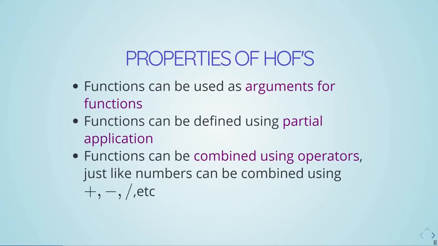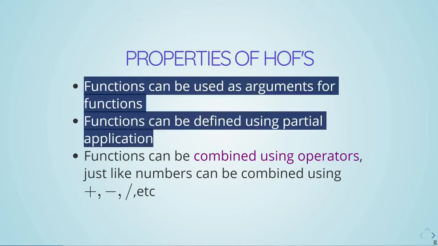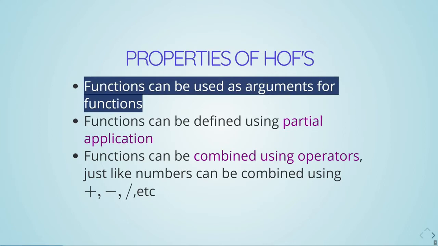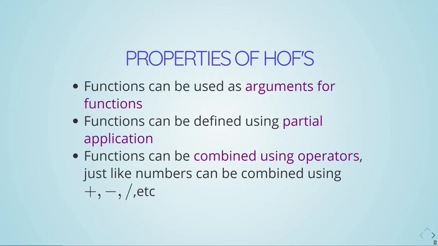One thing is that functions can be used as arguments for other functions. And functions can be defined using partial application. Both of these first two properties basically allow you to create higher order functions. Higher order functions are basically functions that take advantage of this first property. They're functions that take other functions as arguments.